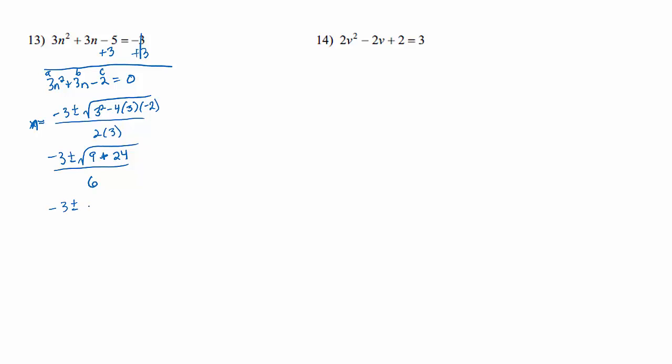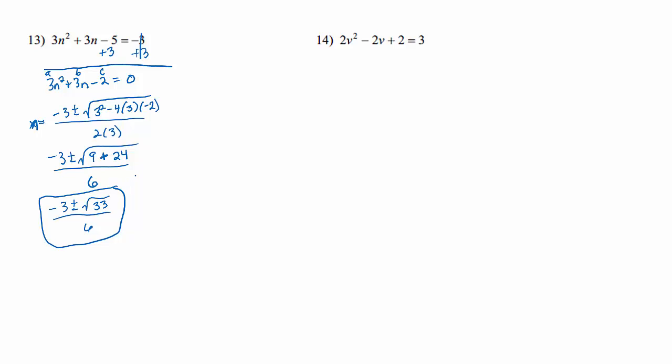Negative 3 plus or minus square root of 33 over 6 is our answer. If we can't get rid of the square root, then we're allowed to basically just stop, unless your teacher has specified that they want the decimal answer, and then you'd plug this into the calculator. But otherwise, there's not anything more useful we can do.